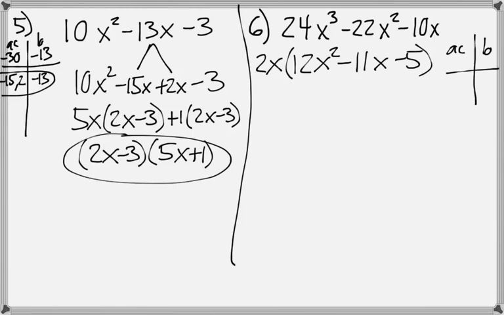So this 2x, it's not going to be involved in the AC method. I'm just looking at the inside of that trinomial, but I can't forget to put the 2x as part of my final answer. So AC would be 12 times negative 5, and that would give me negative 60. B would be negative 11, so I need two numbers that multiply to be negative 60, but add to be negative 11. So negative 15 and 4, this would work.